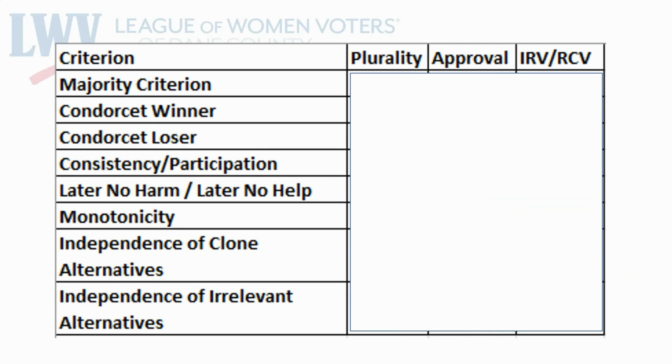Keep in mind that a yes means the electoral system meets the criteria 100% of the time. A no means that it is possible for the electoral system to violate the criteria. It does not mean that the electoral system violates the criteria in every election.